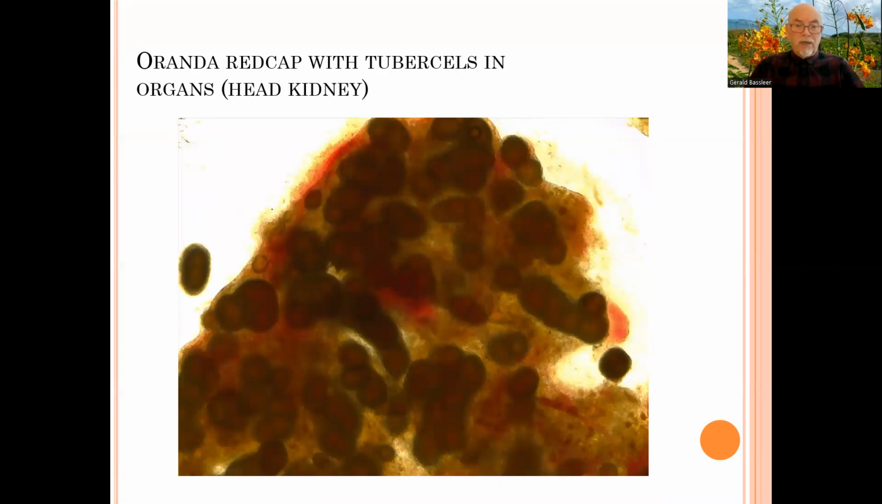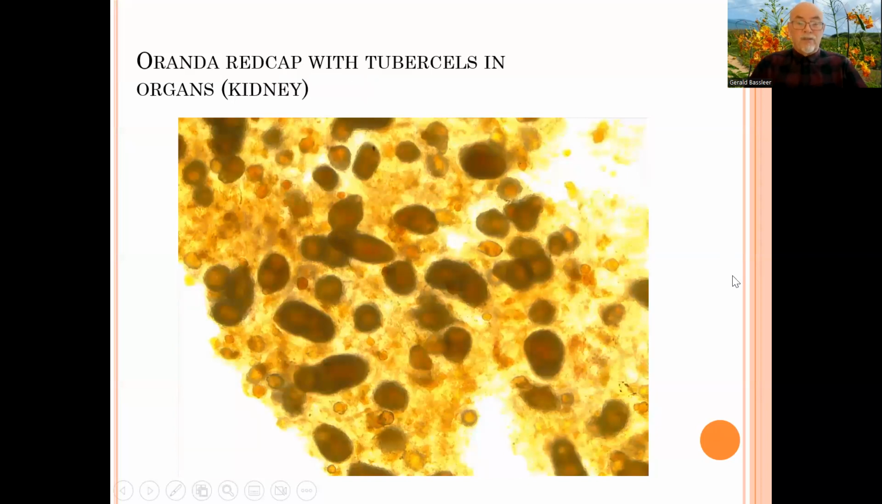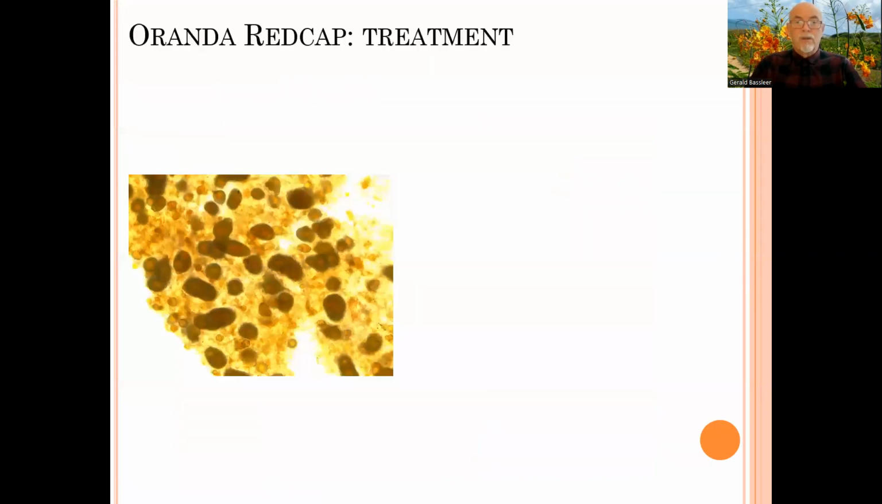Here, look at this head kidney. The head kidney had hardly any healthy tissue left. And that's why the gills are getting very stressed, because the gills take over the activity of the kidneys. So they have to be more active in excreting also the urea and the ammonia. See here, that's the other kidney, the main kidney, also having a massive load of tubercles.